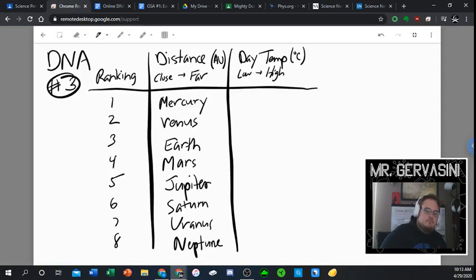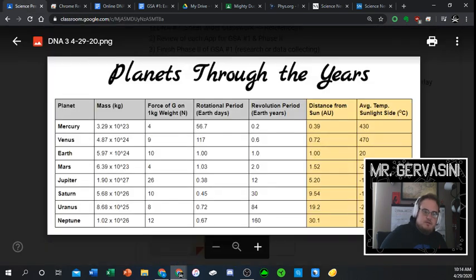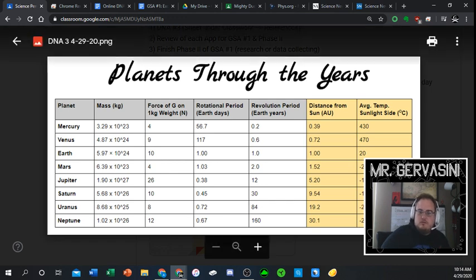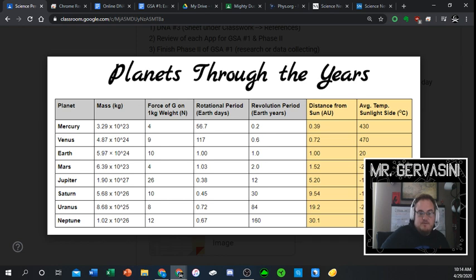So quickly, I took distance, put it in, went from closest to furthest, because the planets are already in closest to furthest order. We put them in order from the star, from the sun. All right? Temperature, low to highest. Obviously, negative 220 is Neptune. After Neptune, a little warmer, so a little higher than negative 220 is negative 210, so Uranus.